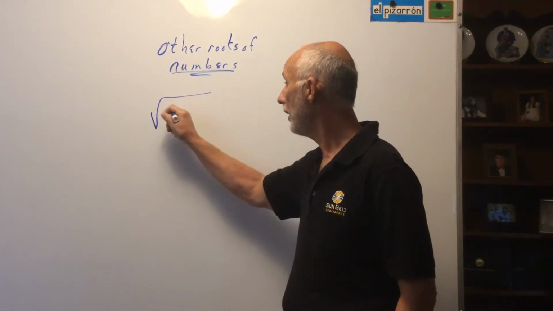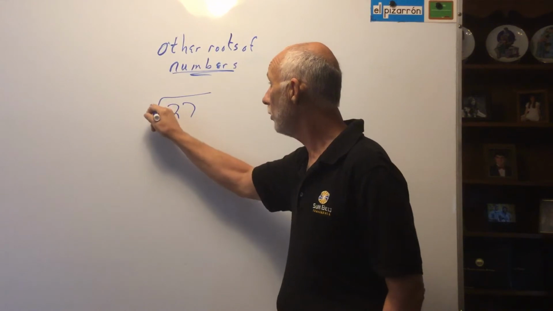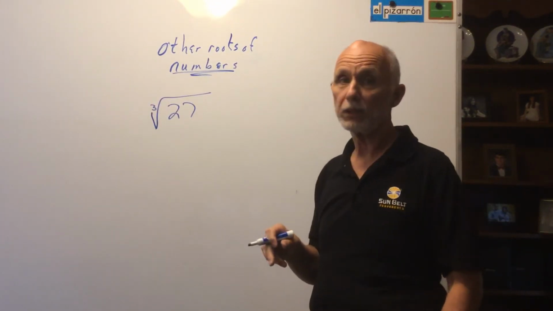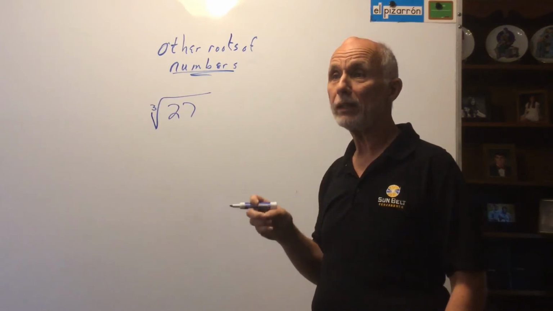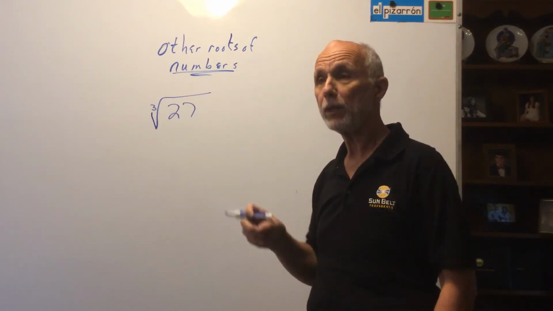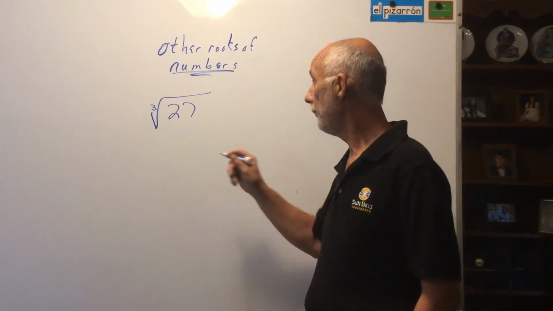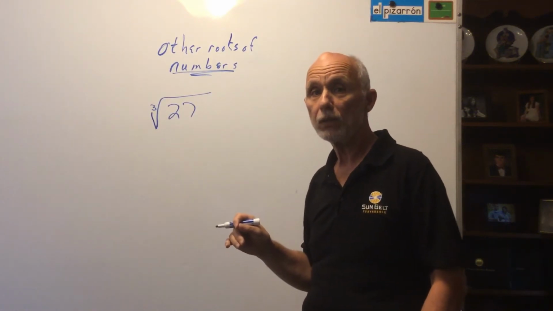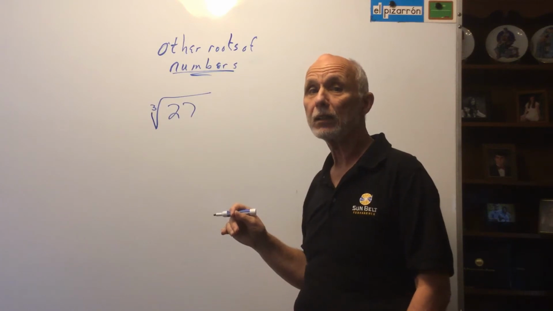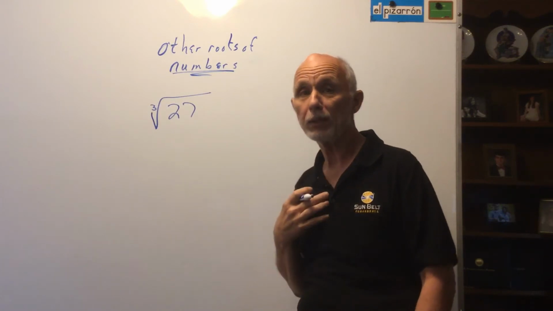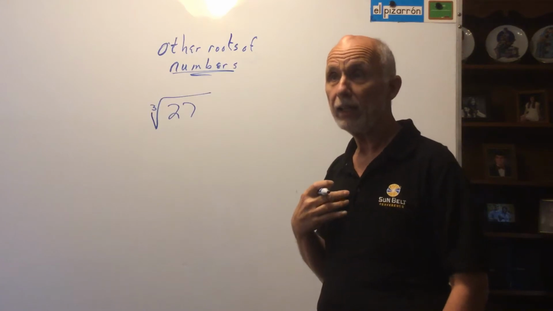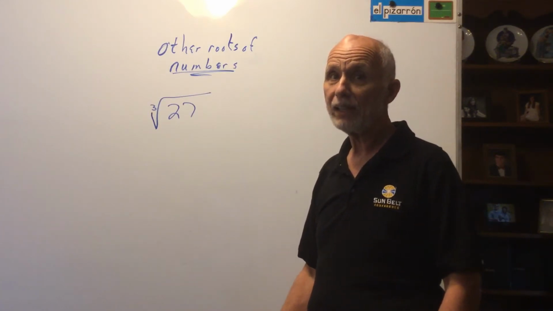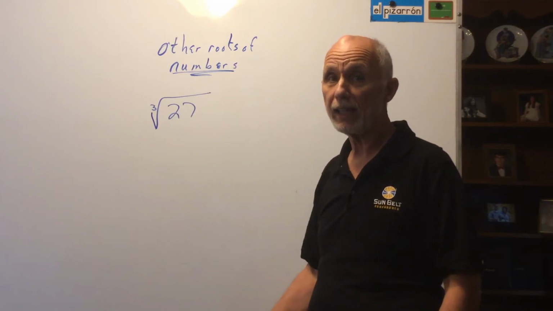Well, if I had something like this and I had a little 3 in here, that means the cube root of 27. And what that means is, what number to the third power would equal 27? Okay? And again, there are a couple of ways you could figure this out. The easiest and the best way, most probably in my opinion, is guess and check. And you go, oh God, I'd be guessing forever. Not really, not if you use a little bit of an educated guess.